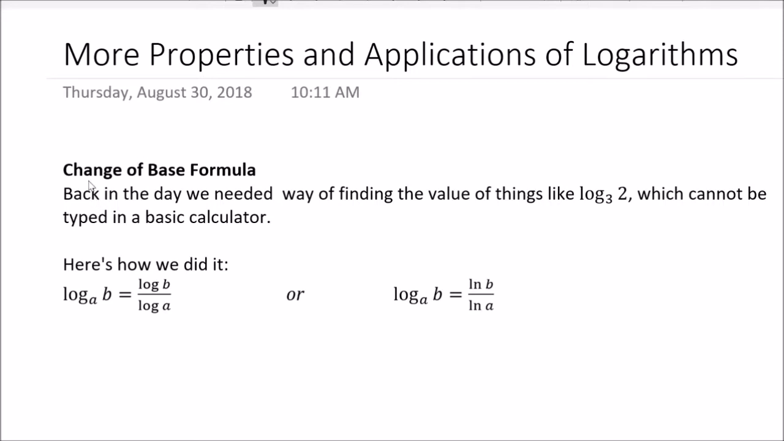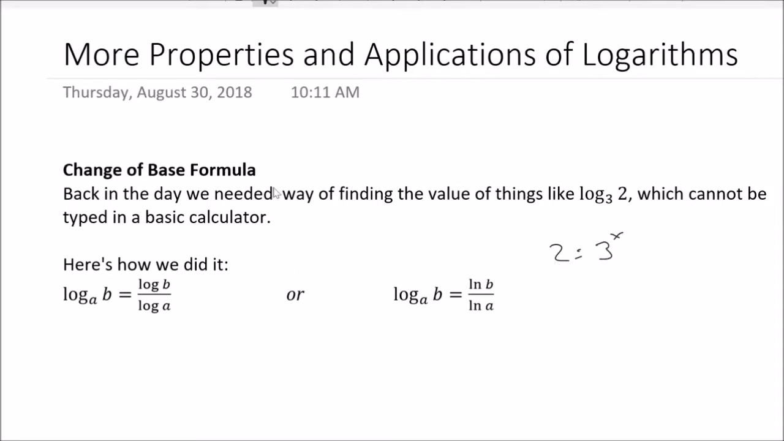Okay, so we're going to start here today with our change of base formula. What this comes from is back before we had fancy calculators like the TI Inspire. It was really difficult to find the value of things like log base 3 of 2. And certainly we could say the base is still the base and the other two switch place. But in this case, it's really difficult to come up with an exponent that turns a 3 into a 2.